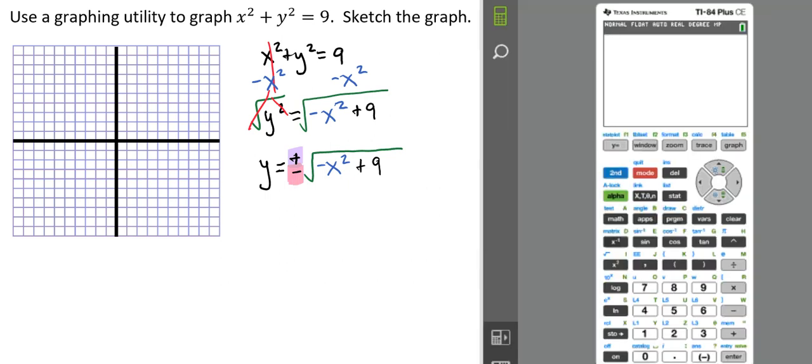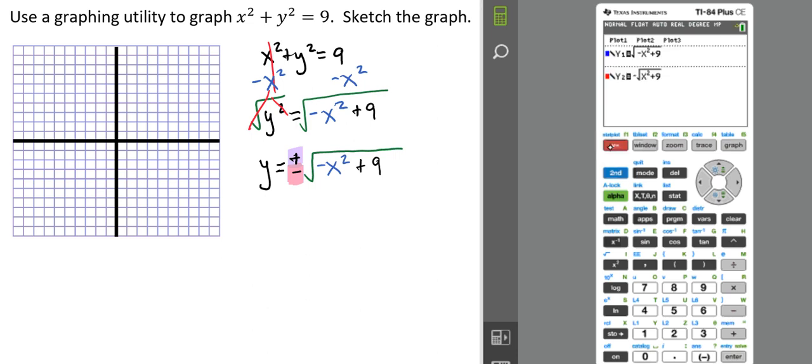So if we look at our graphing utility and we go to our y equals, we're going to go ahead and plug in, let's put in our positive first. So here we'll put in our square root of negative x squared plus 9. Then on the second portion, we'll put in a negative square root of negative x squared plus 9. And we're going to hit graph. Oh, so it looks like we've done something wrong.